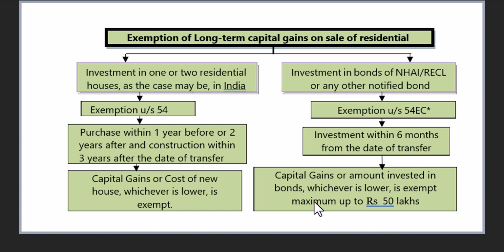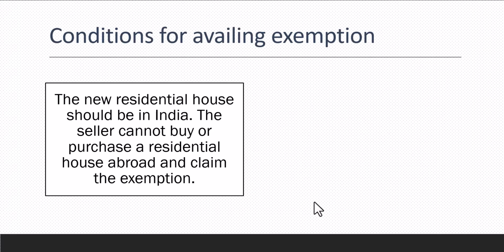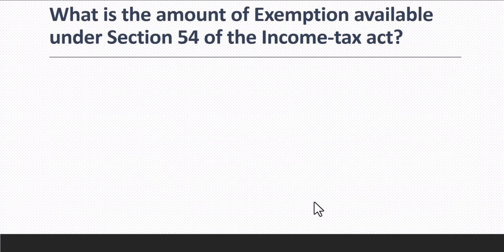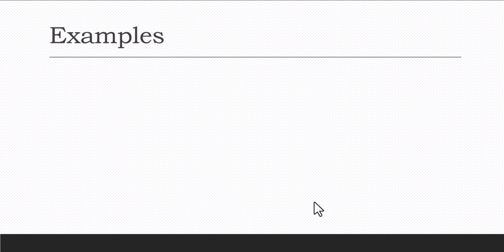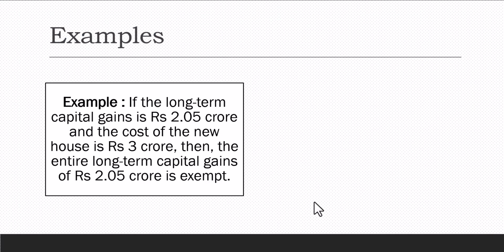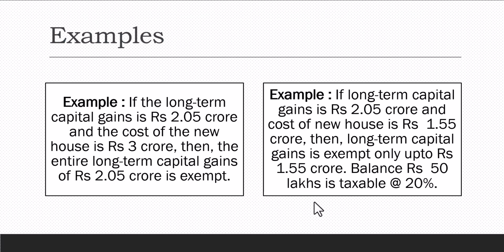Okay. Now, let me just give you this thing before we go. Okay, just read this, Kishore. Example, if the long-term capital gains is rupees 2.05 crore and the cost of the new house is rupees 3 crores, then the entire long-term capital gains of rupees 2.05 crore is exempt. Is that okay?